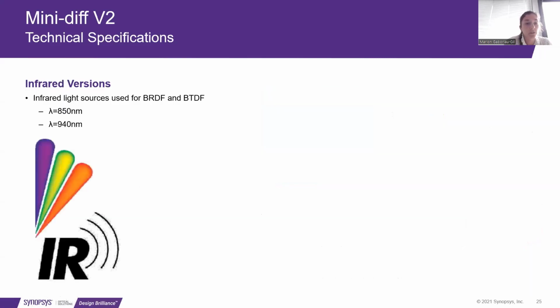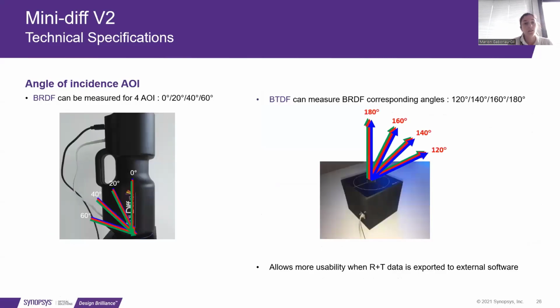So now for the infrared version, as I said, there are two versions, one with a wavelength of 850 nanometers and the other one 940 nanometers. So the principle is really the same, but of course you will lose information on color. Regarding angle of incidence, for BTDF and BRDF, you can have 4 angles of incidence. So for BRDF, 0, 20, 40, and 60 degrees, and you have the same corresponding angles for BTDF.